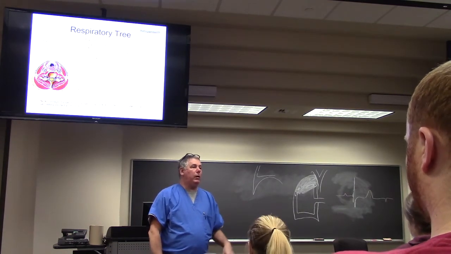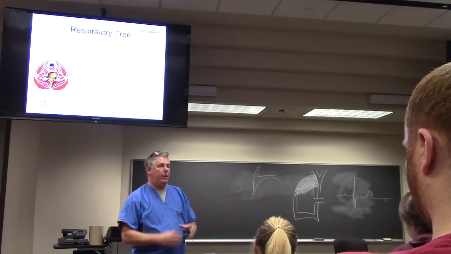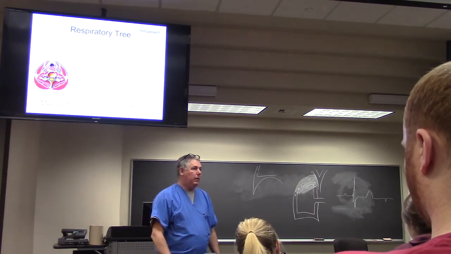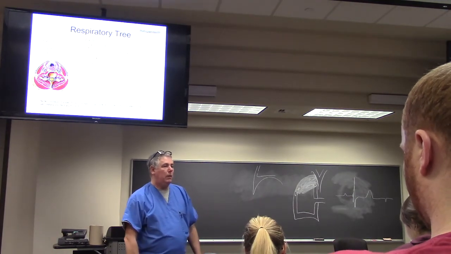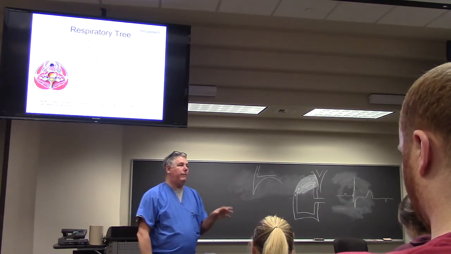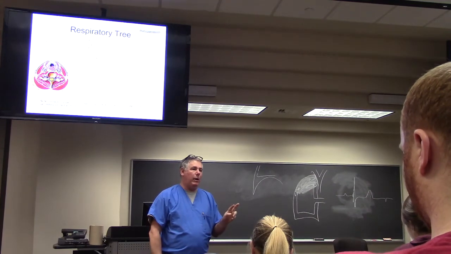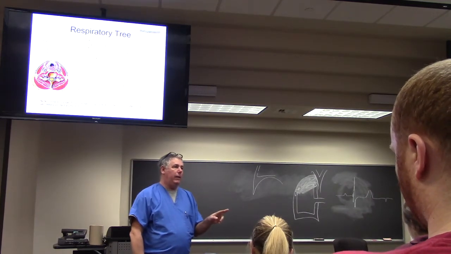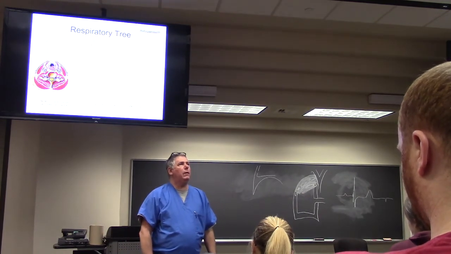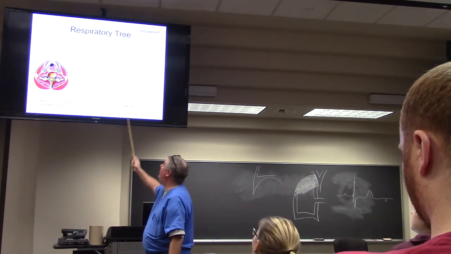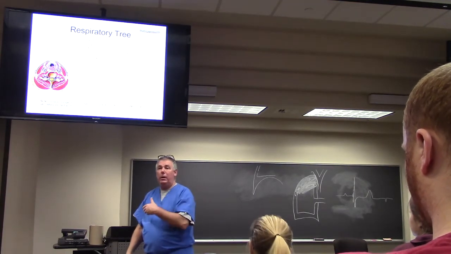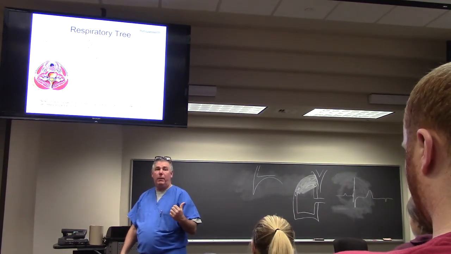The right main bronchus has a greater diameter, it's shorter, and it's more in line with the trachea. The main bronchi divide into secondary bronchi, or lobar bronchi. As it says right here, there are 3 lobar bronchi on the right and 2 on the left. So you have 3 lobes in the right lung and 2 on the left.